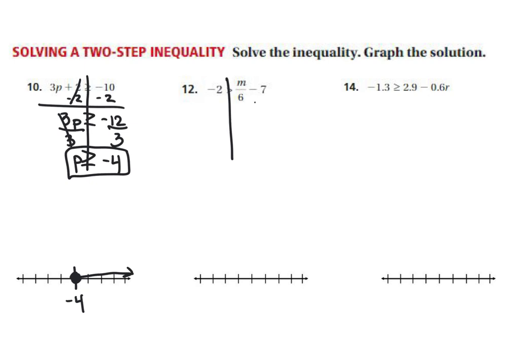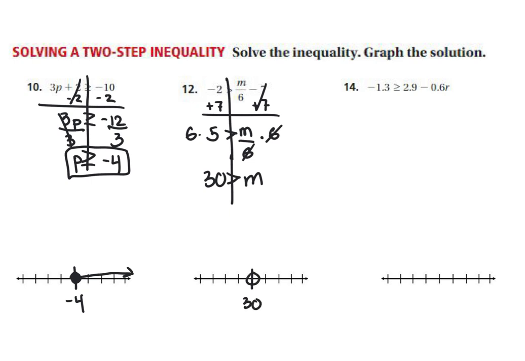Number 12, we're going to add 7 to both sides. -7 plus 7 cancels, leaving you with m over 6. We haven't multiplied or divided by a negative, so we're going to leave our symbol the same. -2 plus 7 is 5. Now to isolate m, we'll multiply both sides by 6. 6 over 6 cancels, just leaving you with 1m. And 6 times 5 is 30. M is less than 30. Our circle will be open, and our arrow pointing to the left because it's less than.